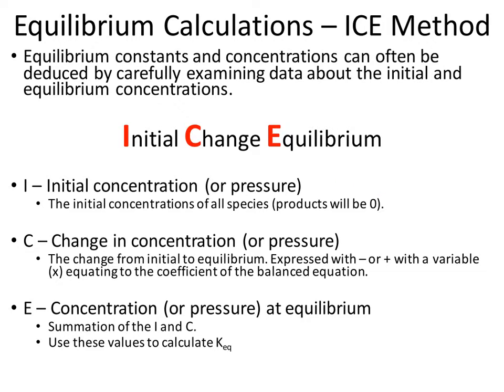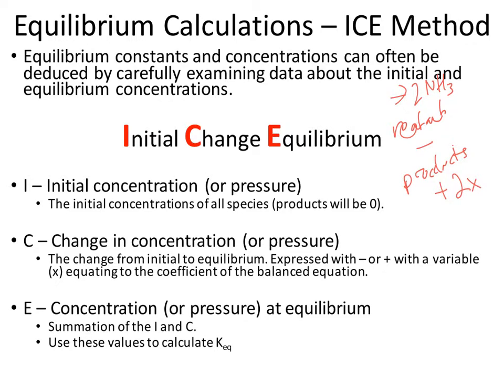Now our change is going to be happening when we change from initial to equilibrium, and that's expressed using either a minus sign or a plus sign. Usually reactants will be consumed, so they'll be negative, and products are going to be formed in this change period, so they're denoted as a plus. And the magnitude of this negative or positive is based on the balanced equation. So let's say, for example, we had 2 NH3 being produced, that's a product, so we would have plus 2x. Our variable x gives us some magnitude of change, and it's 2 times that based on the coefficient of the balanced equation.